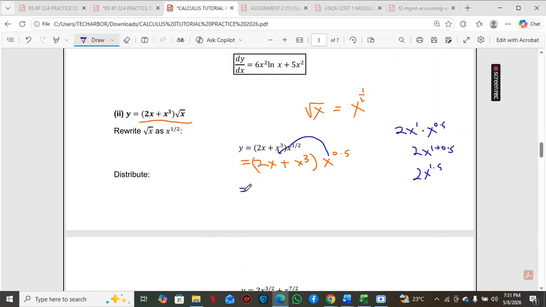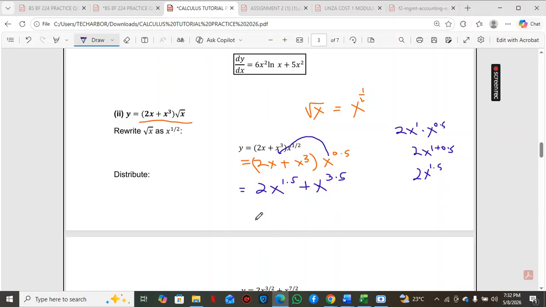Here we have 2x to the power 1.5 plus x cubed multiplied by x to the power 0.5. Remember, we're just adding the indices or the exponents. So 3 plus 0.5, that's x to the power 3.5. Okay, colleagues? Decimals always make life easy.